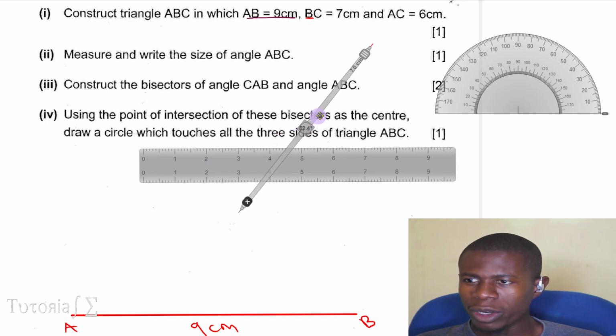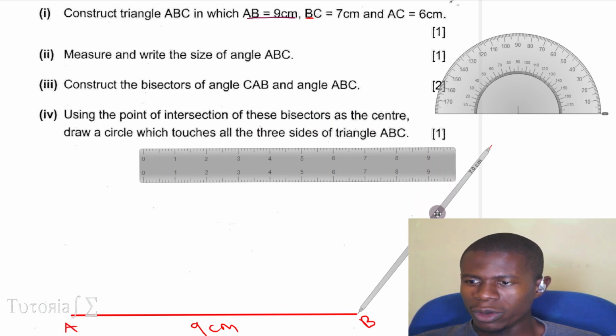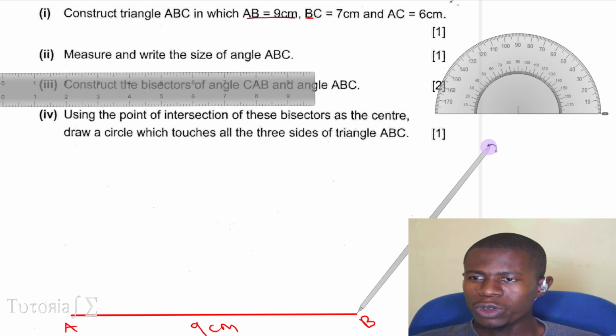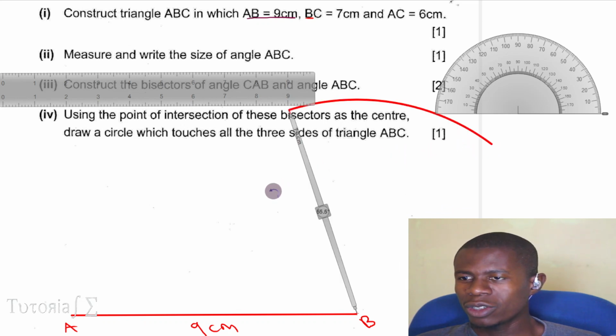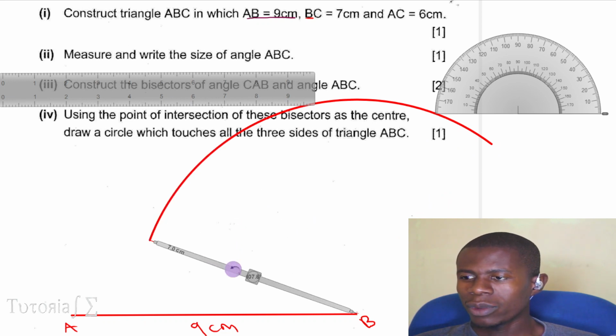Okay, so you make sure it's on B like that. Yeah, so the needle will be on B. So you prick it on B there. Then what you're going to do is draw a curve. Just draw it as big as possible like that. Okay, you draw a curve.